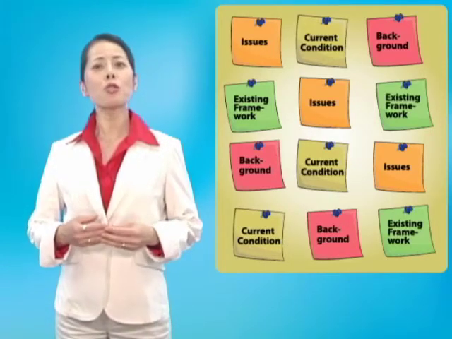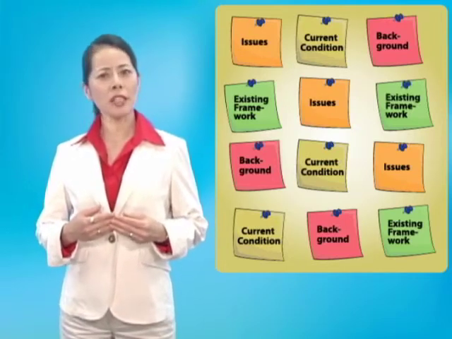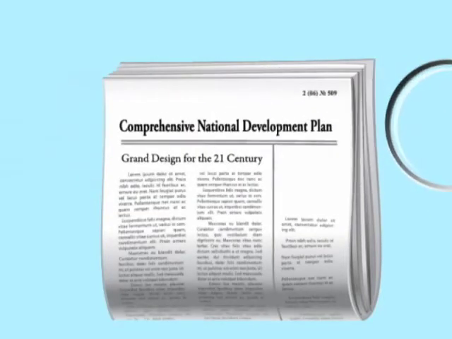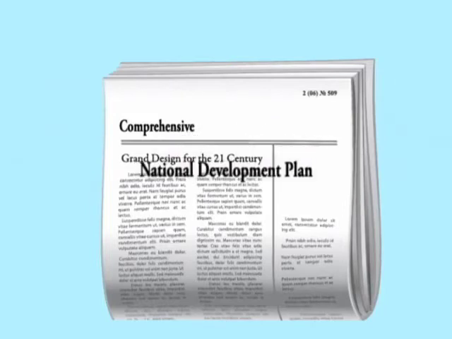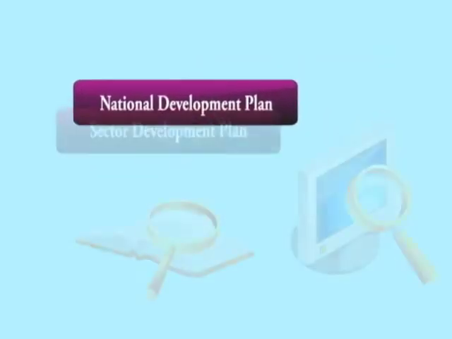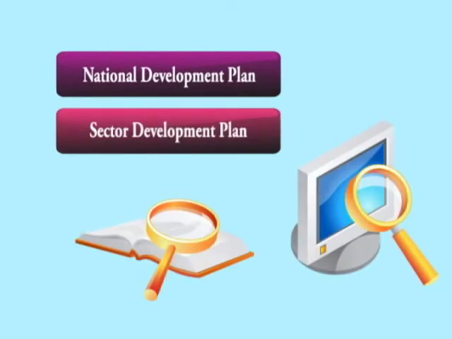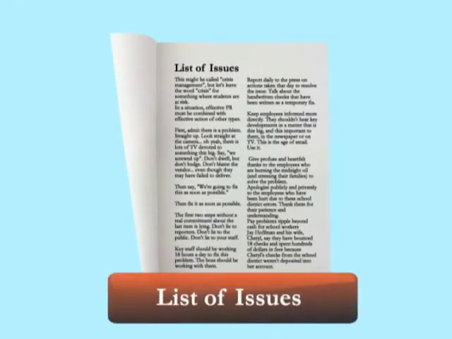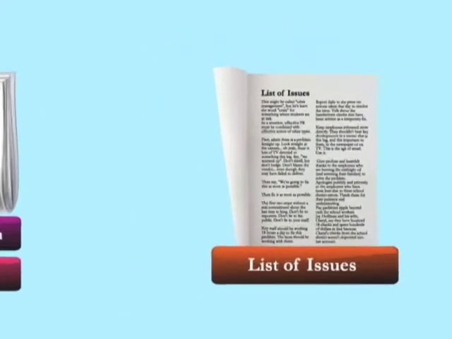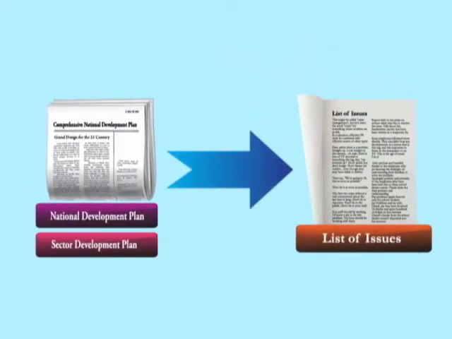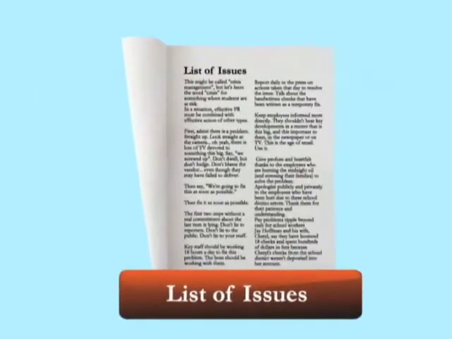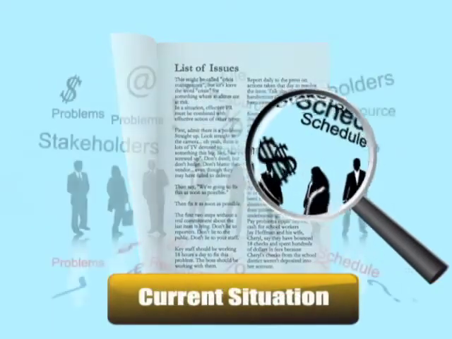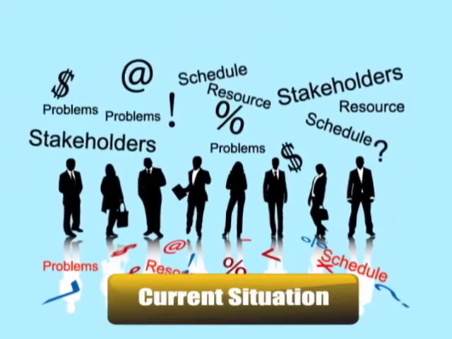Now, let me introduce 2 points regarding information collection. The first is to study about the development plans of your own country. For example, development plans of the national government or your sector. The second is to make a list of current problems, which means a list of issues your organization and department are facing in implementing the development plan. This list allows you to properly understand the current situation of your department or organization and the directions to pursue.